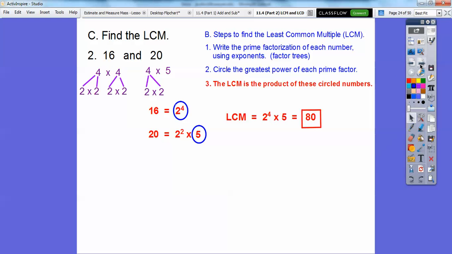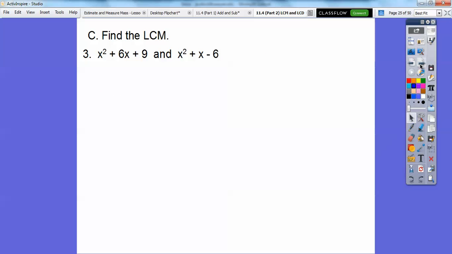Okay? All right, let's try some with polynomials. Here, what you have to do first is factor these polynomials. So what factors of 9 add to 6? 3 and 3. So this is x plus 3 times x plus 3, or x plus 3 squared. Here, factors of negative 6 that add to this positive 1 are positive 3 and negative 2. So there they are factored right there.